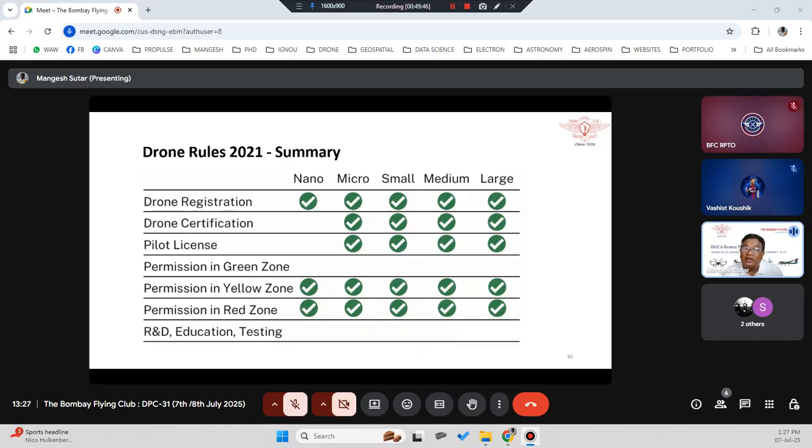If IIT Bombay was somewhere out in a green zone, then they would not be required to take permission. They would directly get an exemption by sending a mail to DGCA that we are in a green zone, and please give us the acknowledgement or authorization for conducting R&D, education and testing. So you can do that also.